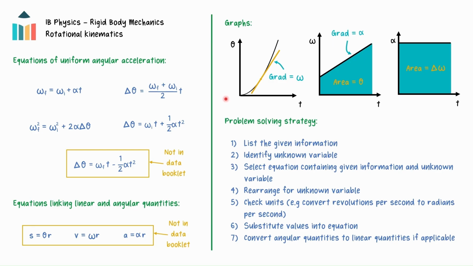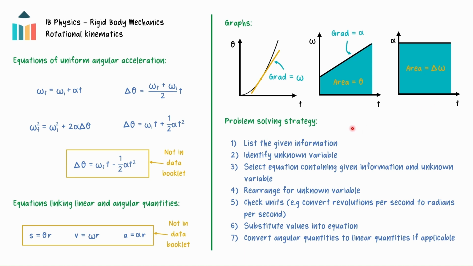The graphs are also analogous to linear motion graphs. For the angular displacement time graph, the gradient gives angular velocity. For the angular velocity time graph, the gradient gives angular acceleration, and the area under the graph gives the angular displacement. For the angular acceleration time graph, the area under the line gives the change in angular velocity.